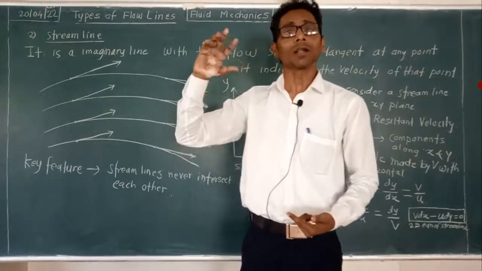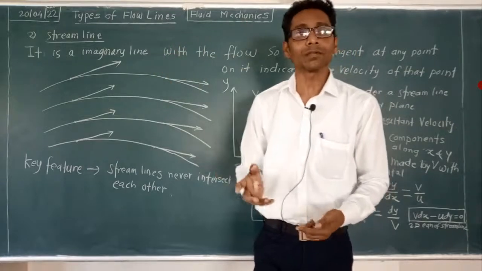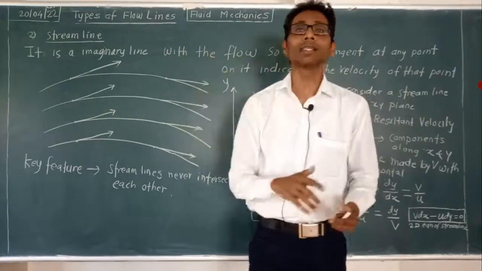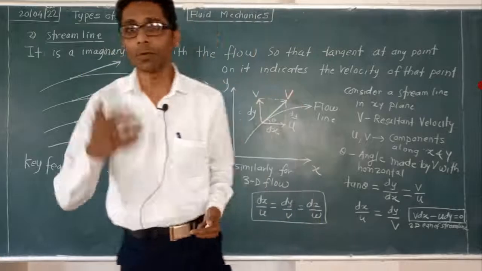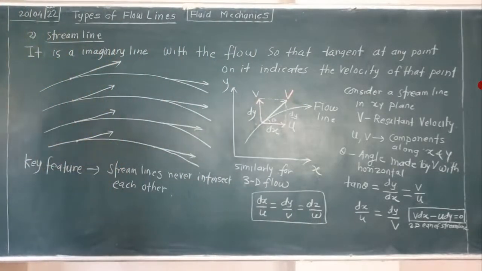So there is one derivation, that derivation will come afterwards. By that derivation we say that streamlines are parallel. Okay, flow net we will see in that concept. Currently we will have only this theoretical representation.